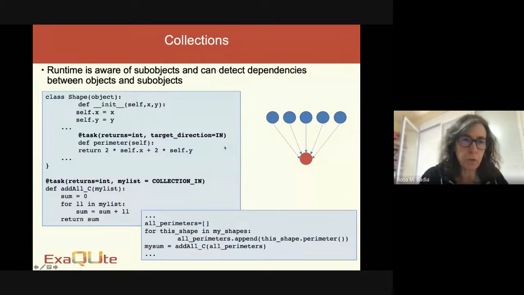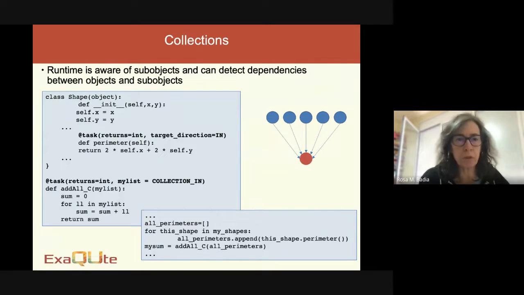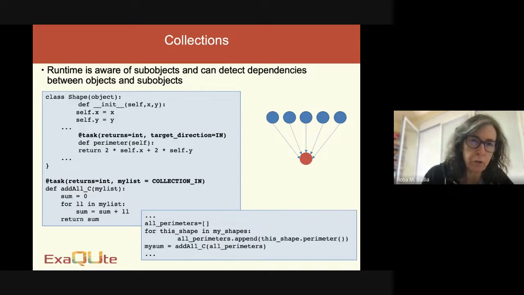Another extension that we did, more or less during ExaQUte, is the extension to support collections. It's not that we were not able to support collections. Collections can be a list or an array, and we would work with them. It's that we were not able to detect dependencies between the subobjects of one of these collections and the whole collection. Here we have an example.